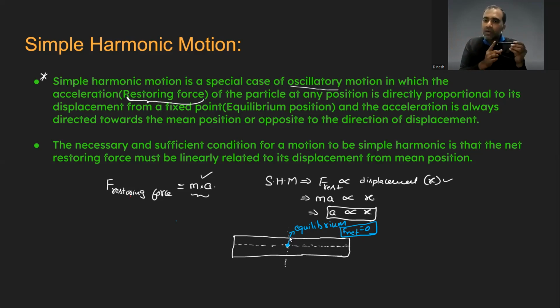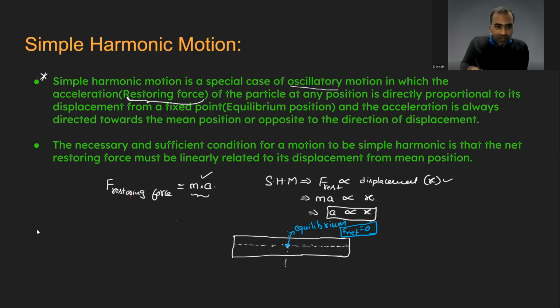But if you apply some force, you are giving some energy to it. Because of that energy, it keeps on oscillating with respect to the equilibrium position, the position in which it was initially at rest. If it is at rest, it means net force should be zero, no? Initially, whatever is the position at which it is at rest, that also we can call equilibrium position.